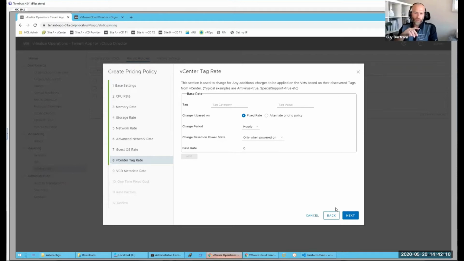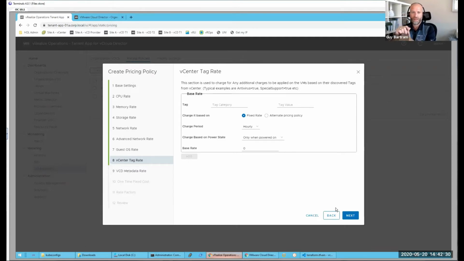Okay, so where today you're getting metrics into vRealize Operations, right? So memory, storage, network, those types of things. Those are existing capabilities in VCD and vCenter, and those metrics are being polled by vRealize Operations.